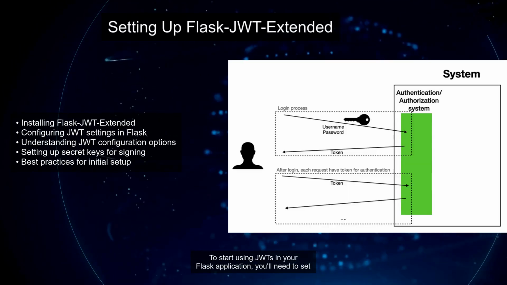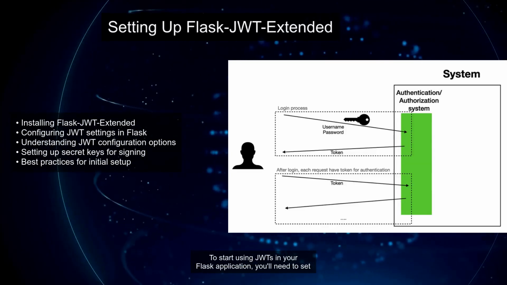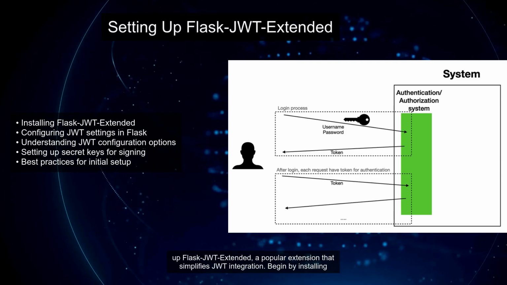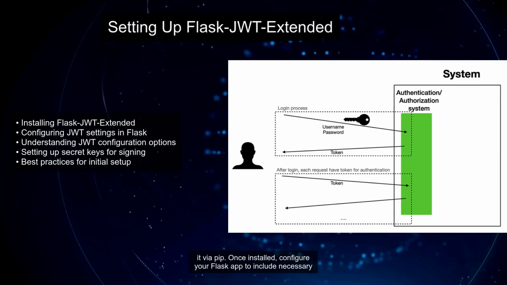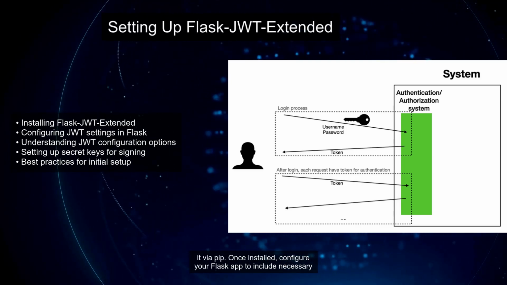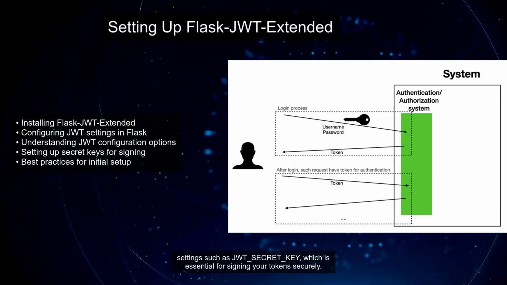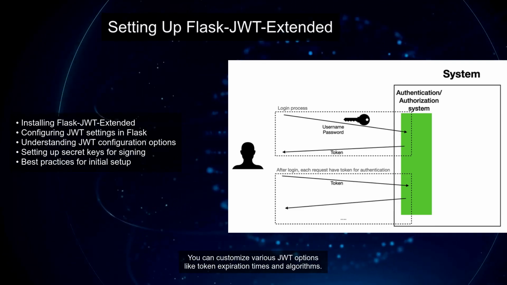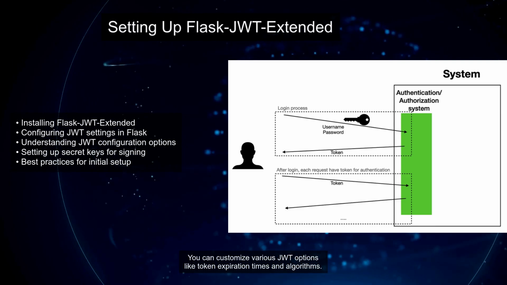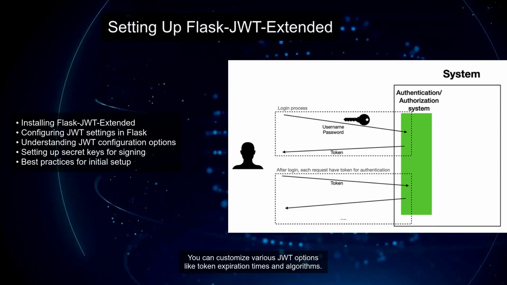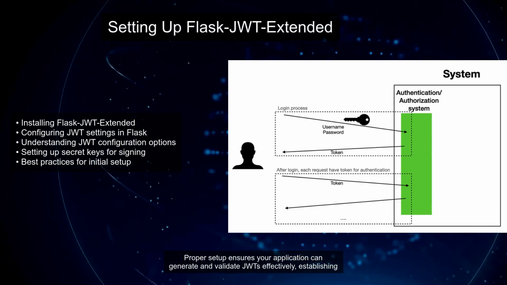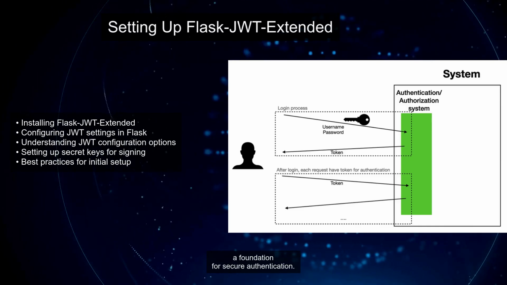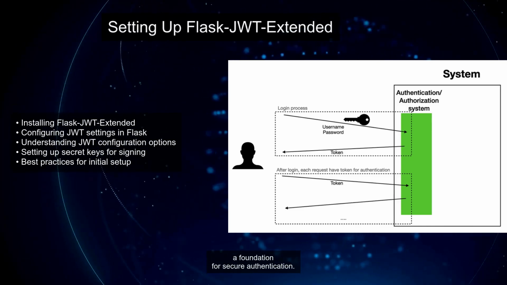To start using JWTs in your Flask application, you'll need to set up Flask-JWT-Extended, a popular extension that simplifies JWT integration. Begin by installing it via pip. Once installed, configure your Flask app to include necessary settings such as JWT_SECRET_KEY, which is essential for signing your tokens securely. You can customize various JWT options like token expiration times and algorithms. Proper setup ensures your application can generate and validate JWTs effectively, establishing a foundation for secure authentication.